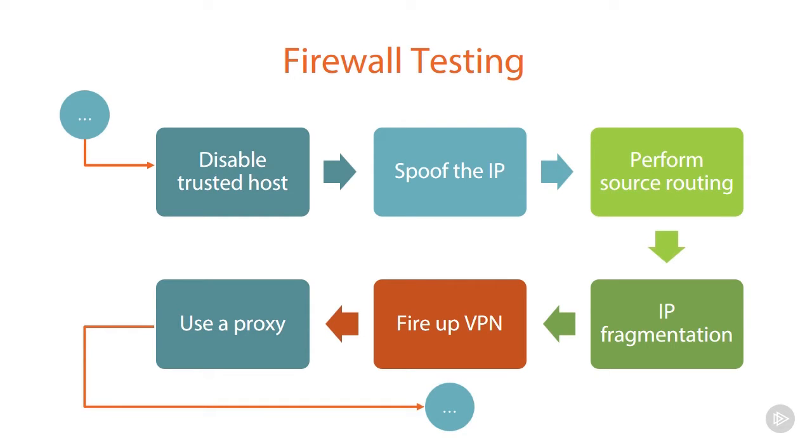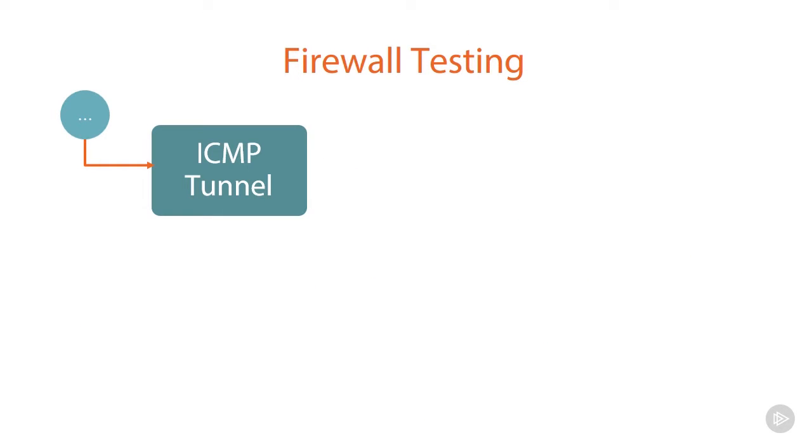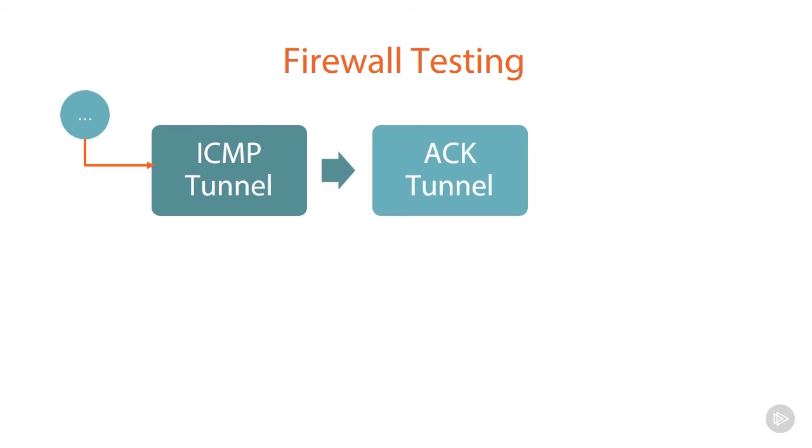Regardless of whether or not we are able to get past it at this point, our next step is to test to see if we can get past it via an ICMP tunnel. So we would perform ICMP tunneling to tunnel a backdoor application in the data portion of the ICMP echo packet. We would also want to attempt an ACK tunnel using tools like ACK CMD to tunnel a backdoor into a TCP packet. Oh, and we're not done tunneling yet.